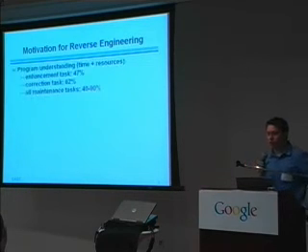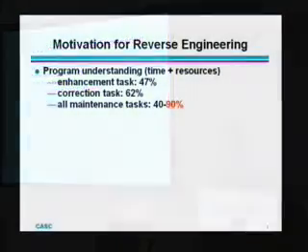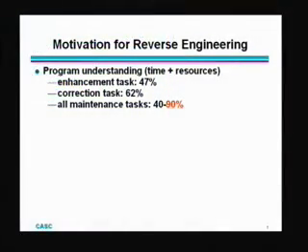So why would you reverse engineer a system? Well, maybe you have noticed that most of the time when you try to make changes or enhancements to your software system, most of the time is spent on understanding the system. For example, for a correction task, you will spend 62% of your time just trying to understand your own system. That means your own system or the company's system, if there are many more developers on that. In general, for maintenance tasks, you spend 40 to 90% on understanding the system.